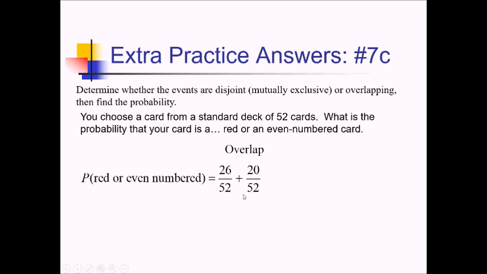Now here comes the tricky part, because there are some red cards that are also evenly numbered, and right now if we just add these the way they are, we're counting them both times, double counting them. So how many red cards are evenly numbered? Well, those would be the diamonds and the hearts. So we have the 2, 4, 6, 8, and 10 of diamonds and hearts. That's a total of 10 cards. That's half of these 20 here. So we're going to have to subtract 10 out of 52. So putting this together, 26 plus 20 is 46, minus 10 is 36 out of 52. Reducing that by 4, we get 9/13.